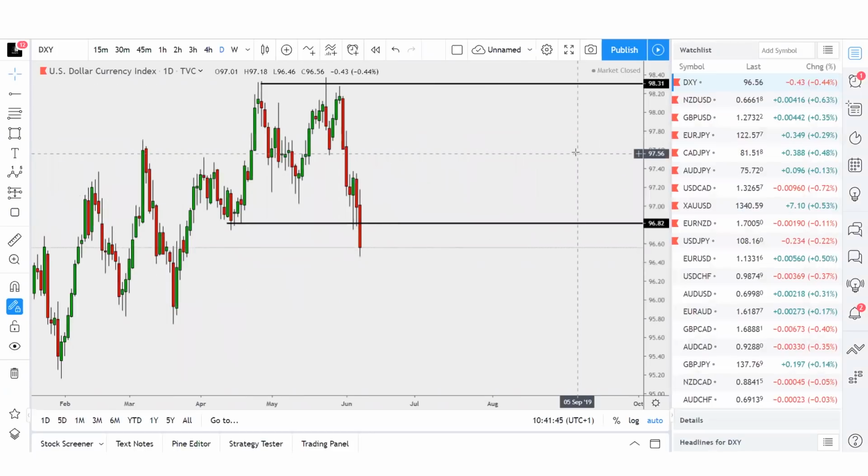So we're going to go over 10 pairs today. Firstly, looking at DXY, New Zealand dollar, pound USD, euro yen, CAD yen, Aussie dollar yen, USD CAD, gold, euro New Zealand dollar and dollar yen.